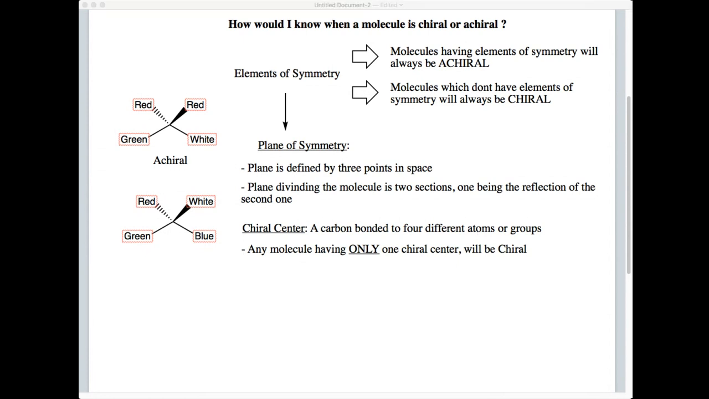Guys, let me tell you something that you might find interesting. Why is this relevant in the first place? In chemistry and in biology in general, chirality is a big deal, okay? Let me tell you a quick example of why that is.